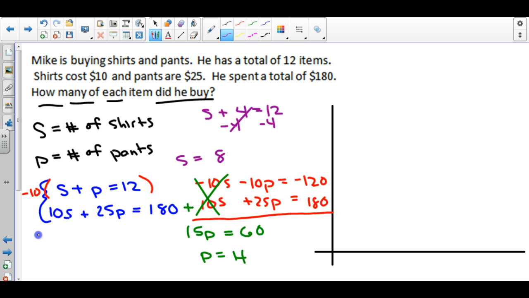At the very end of the problem, it says how many of each item did he buy? Answer in a sentence. Say, Mike bought 8 shirts and 4 pairs of pants.